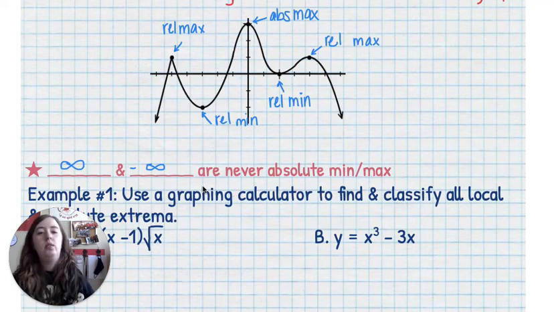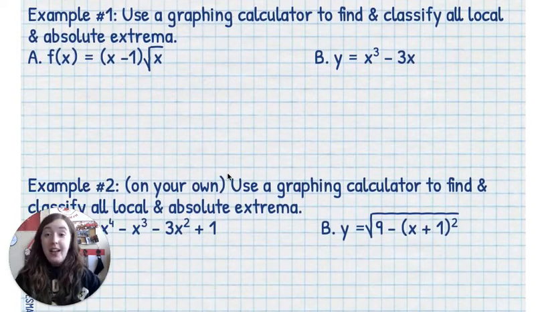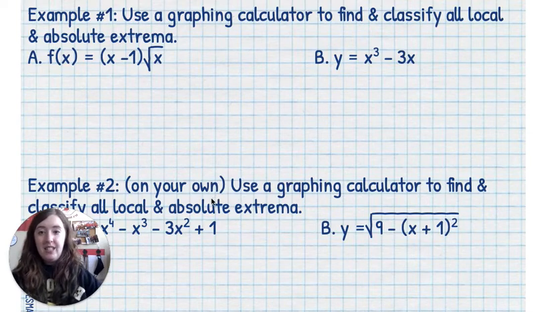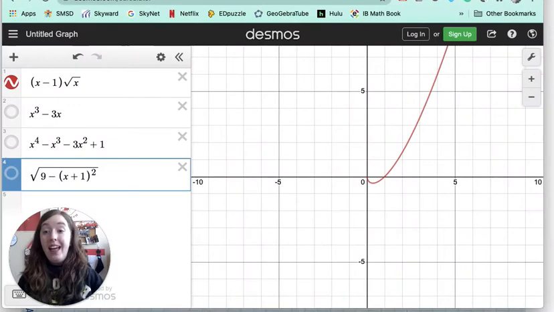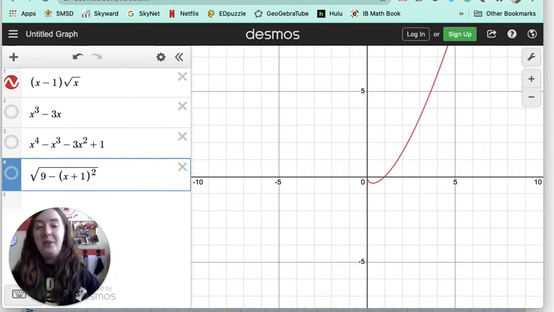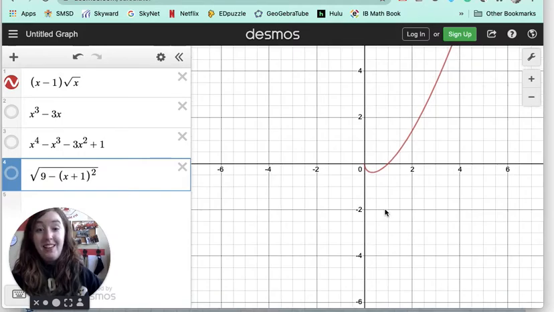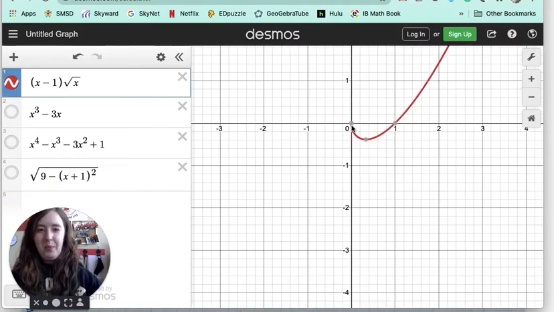Cool. All right. So let's go ahead and look at an example. We're going to find and classify all the extrema of this function right here, (x minus 1) times the square root of x. So go ahead and graph it inside of Desmos. I've been hearing rumblings of ACT letting you use Desmos and a few other standardized tests. So we'll use Desmos for right now. One of the reasons why we love Desmos is that it will tell me all of these points pretty easily, right?